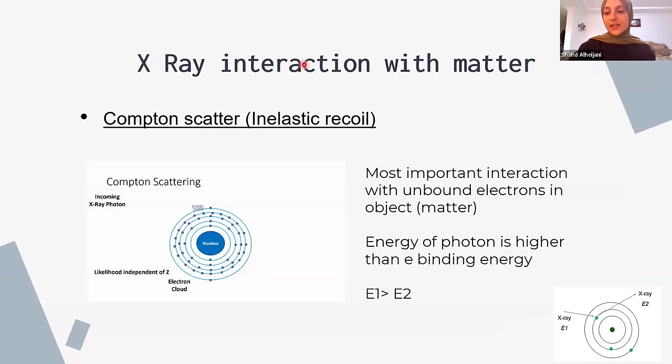Now, here we have the Compton scatter, which is the inelastic recoil. Here, as you can see, you have the incoming X-ray photon. It left the X-ray tube, and now it's coming towards the body or towards the matter. What happens here is that it will push an electron, and then continue its way. When it pushes an electron, the scattered photon will also lose some of its energy. Hence, we have E1 greater than E2. So the incident ray will have more energy than the ray coming out, because when the photon hits the electron, it will lose some of its energy, and this will only produce Compton scatter. Compton scatter is not something we want, so it's just scatter. It won't contribute to the image that we want.